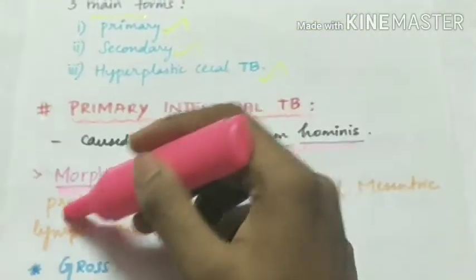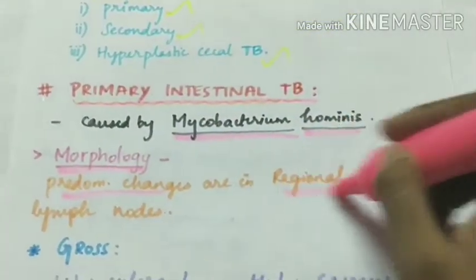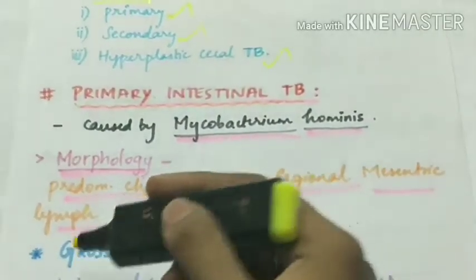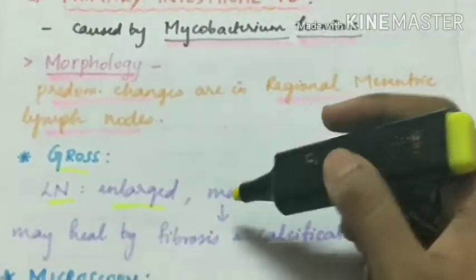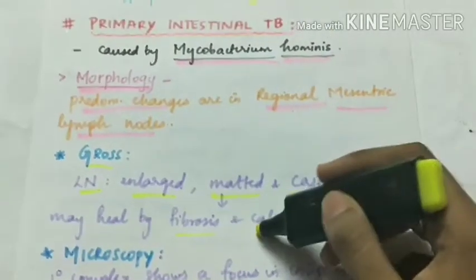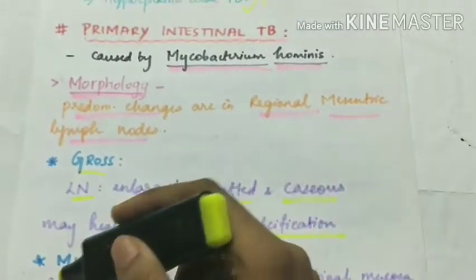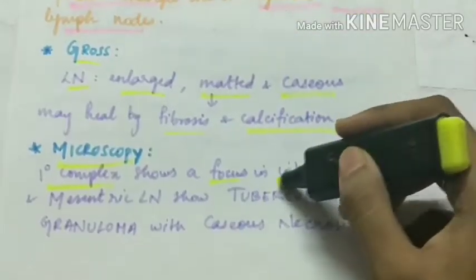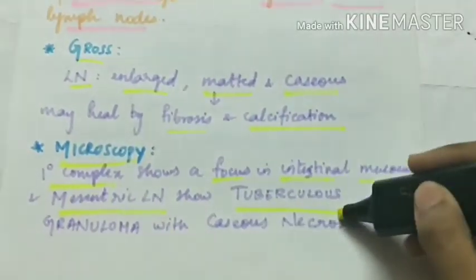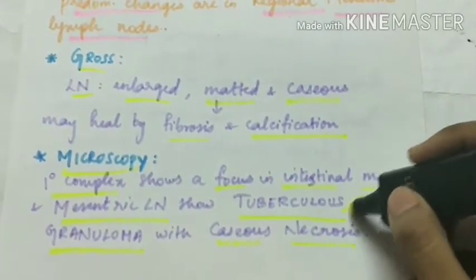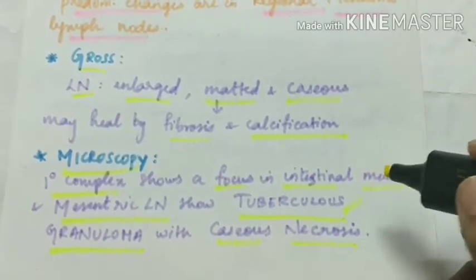Morphology: predominant changes are seen in the regional mesenteric lymph nodes. Grossly, the lymph nodes are enlarged, matted and caseous, and they may heal by fibrosis and calcification. Microscopy: the primary complex shows a focus in the intestinal mucosa, and the mesenteric lymph nodes show tuberculous granuloma with caseous necrosis. So this is the important point in primary intestinal tuberculosis.